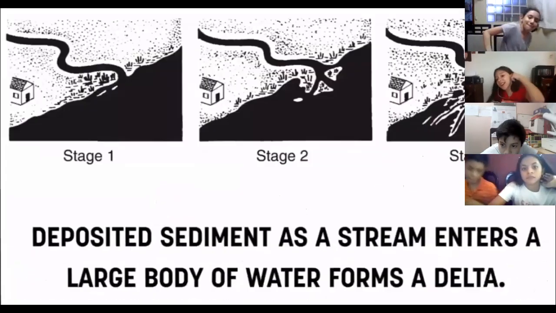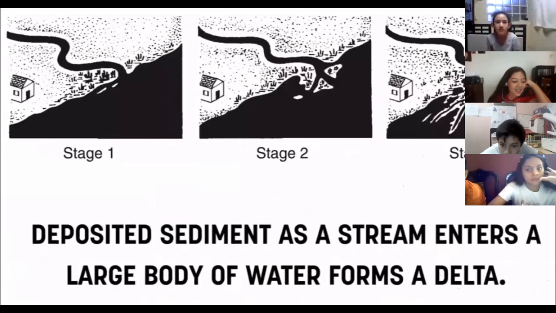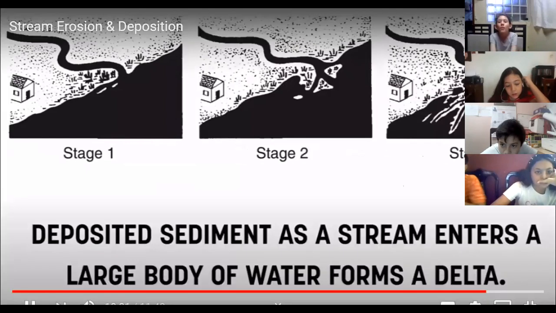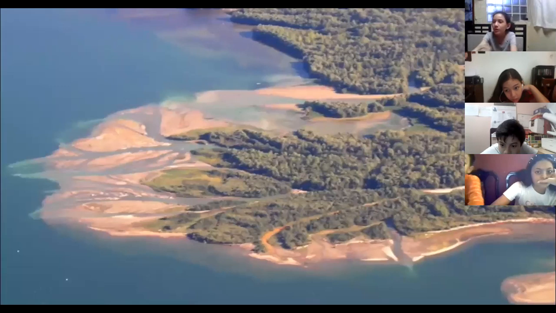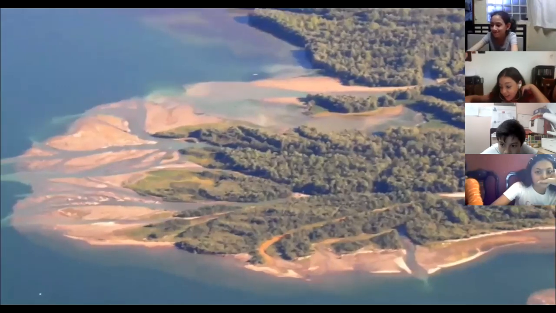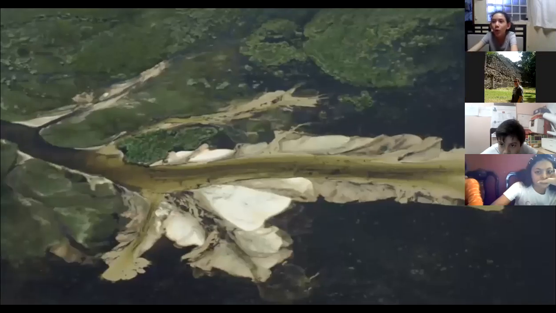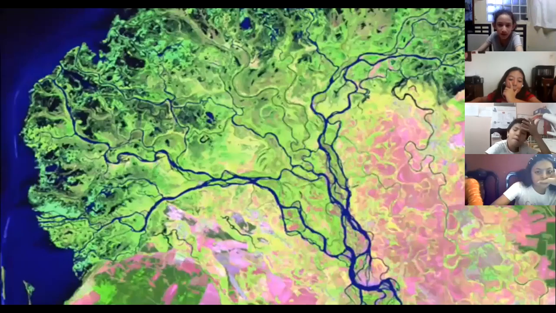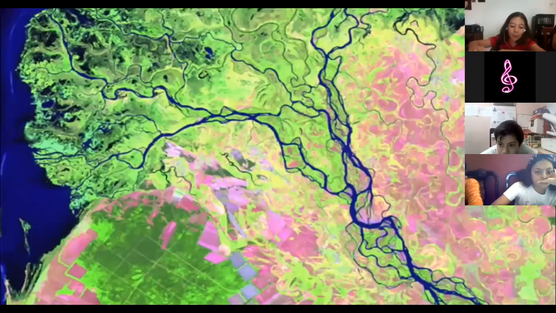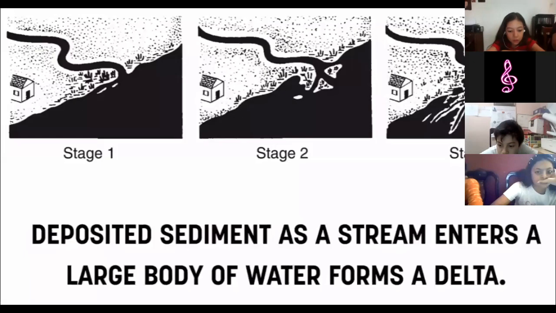Now, over time, deposited sediment will enter into a large body of water and start to form a delta. As you see in this diagram, from stage 1 to stage 3, it's a buildup of deposited material that over time becomes space for fertile ground. You can actually have soil, and then it can lead to new tracts of land. So a river delta is deposited material at the mouth, or the end, of a river system.